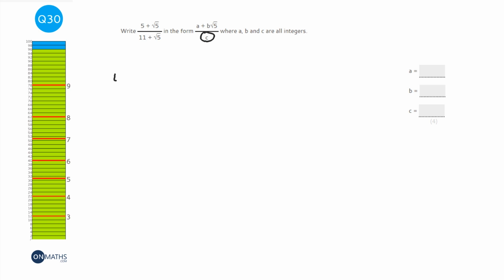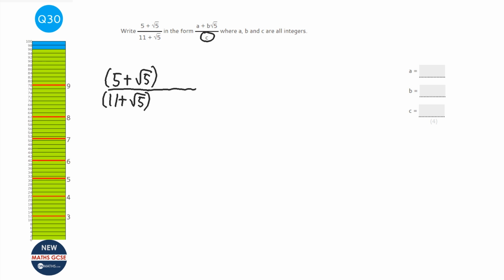Now I'm going to write this out again to make it a bit bigger. The only way we can do that with this question is if we times top and bottom by kind of the opposite of what it shows at the bottom. So instead of 11 plus root 5, I'm going to times it by 11 minus root 5. But if I do that to the bottom, to keep the fraction the same, I must do it to the top.